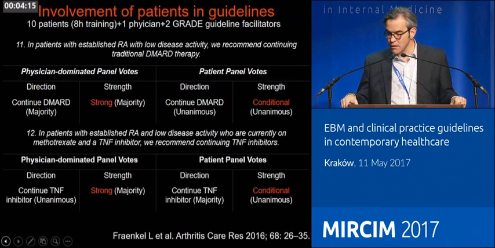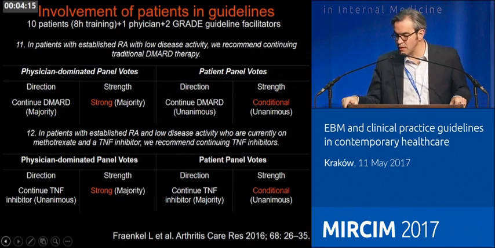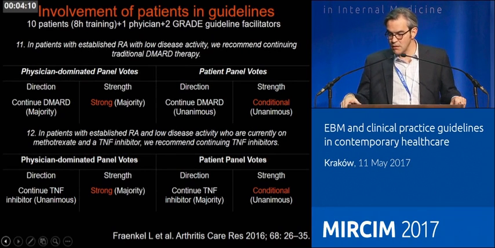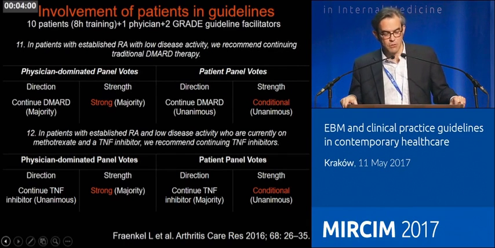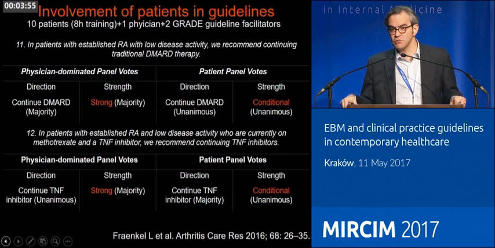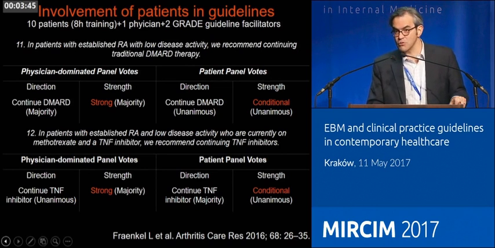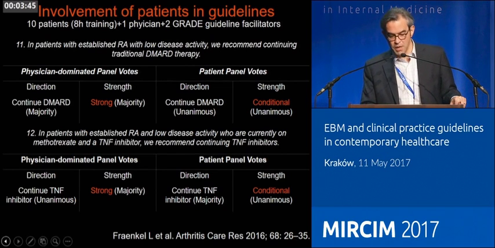And in the second example, in patients with established RA and low disease activity who are currently on methotrexate and an anti-TNF-alpha, we recommend continuing with the TNF-alpha inhibitor. Again, the physicians thought it was a strong recommendation. Everybody must do it. The patients turned this into a conditional recommendation. So in both situations, the direction of the patient's recommendation was to actually weaken the recommendation to create a little more space for discretion and accounting for conditions that are specific to the patient.